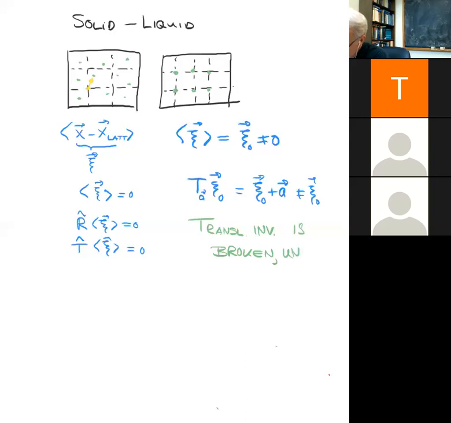But unless A is a lattice vector, if A happens to be one of the dimensions of the lattice, so it's a multiple of the spacing in either the x, the y, or the z direction, then it actually is a symmetry. Because then you're just translating the whole lattice by a multiple of its lattice constant.